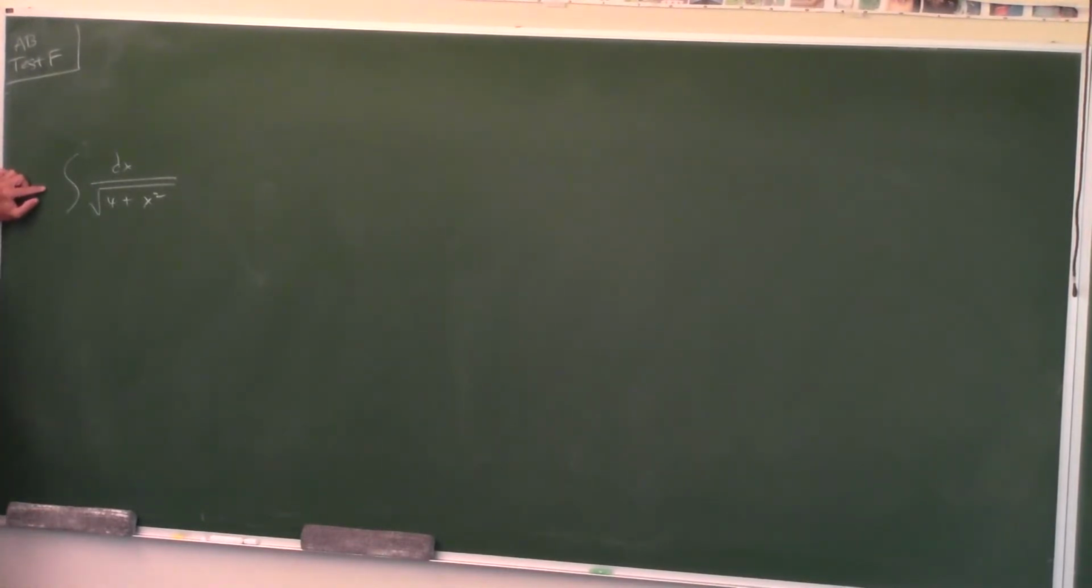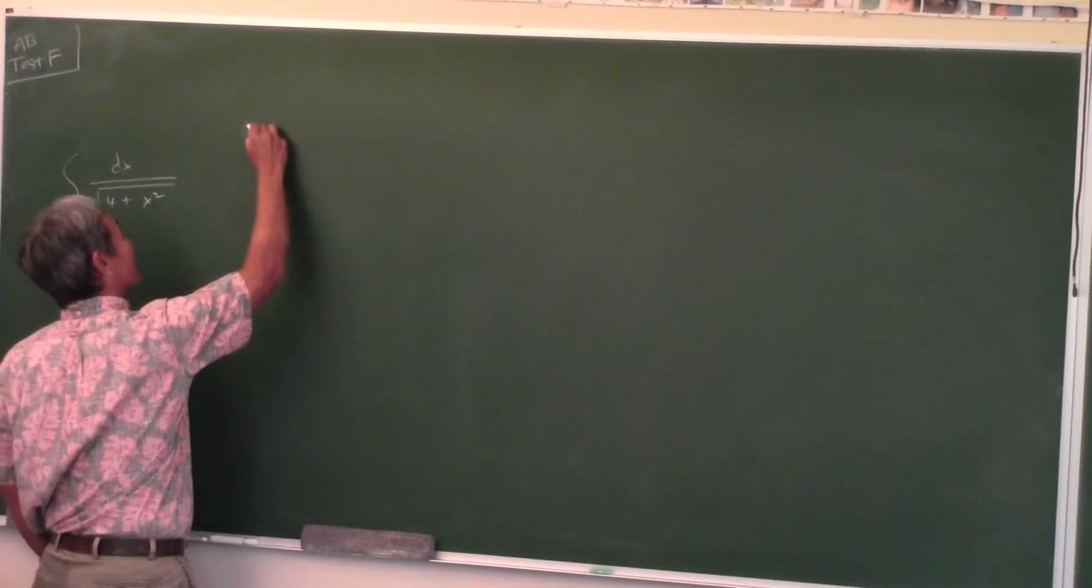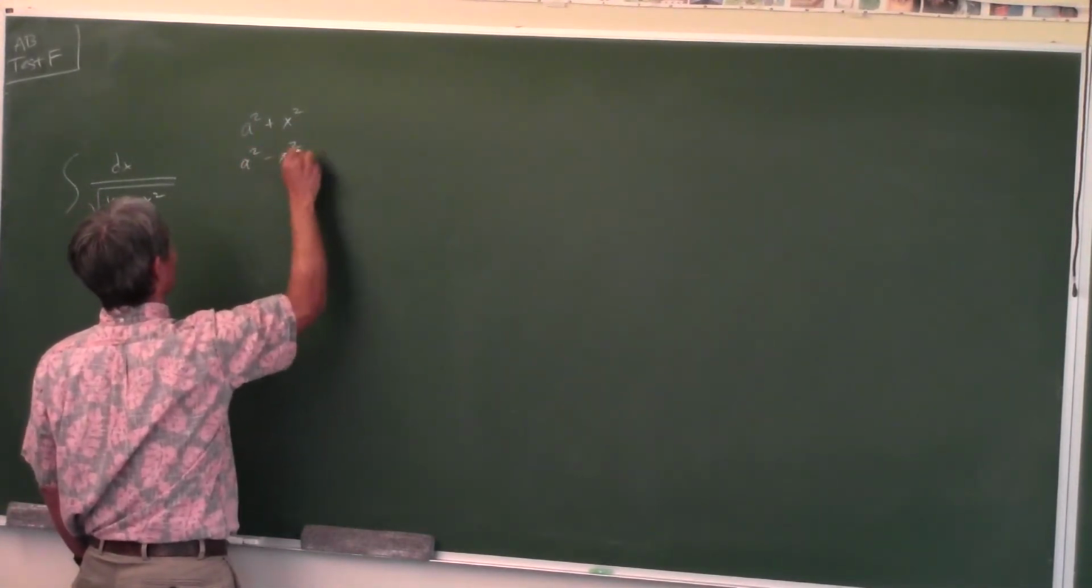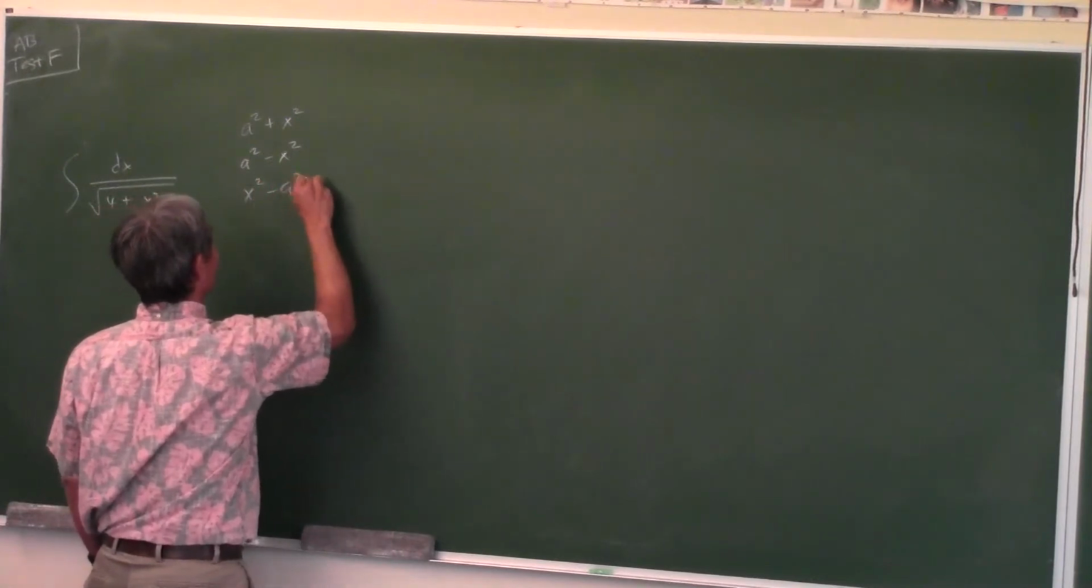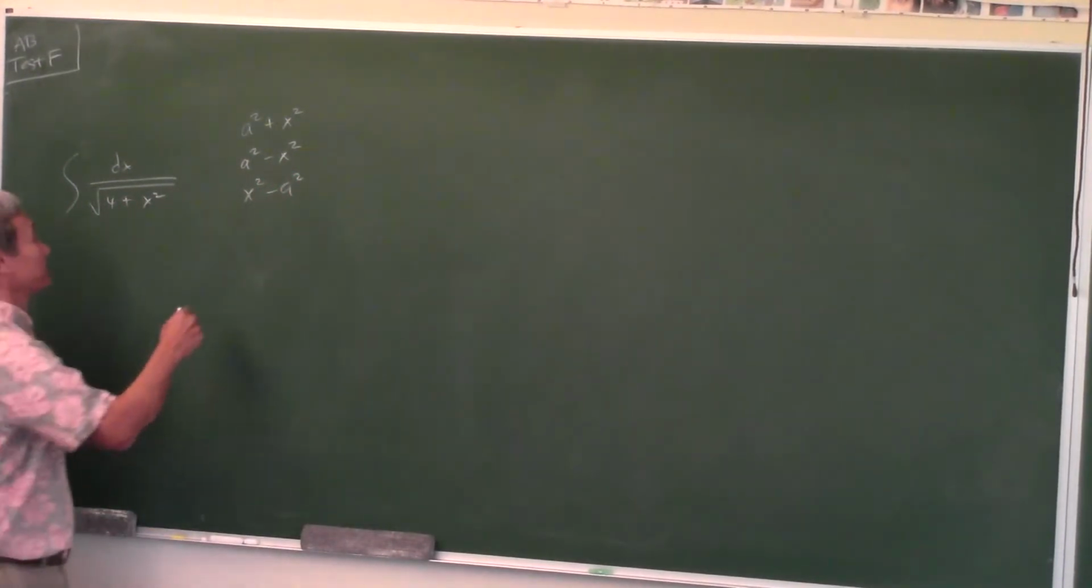Now, this is not on the list. Cannot do u substitution. If there was an x on the top, could do u substitution, but cannot. Integration by parts. I'm going to tell you right now, anytime you see any of these expressions here, a squared plus x squared, a squared minus x squared, or x squared minus a squared, then that's a good candidate for trig substitution.